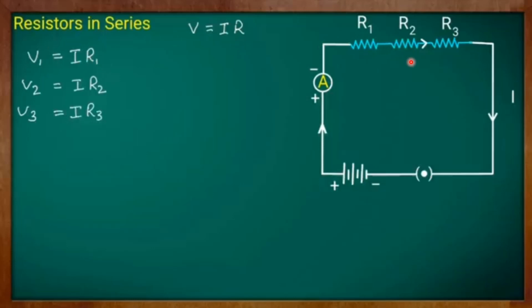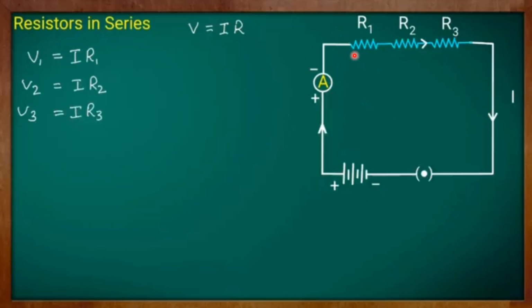Similarly, if V2 is the voltage of the second resistor, R2, then V2 is equal to IR2. If V3 is the voltage of the third resistor, then using Ohm's law, I can write V3 is equal to IR3. Remember, the same current is passing through R1, R2, R3. That's why I have not mentioned I1, I2, I3. Whatever current passes through R1, the same current will flow to R2 and then to R3. The current passing through this circuit will be the same.